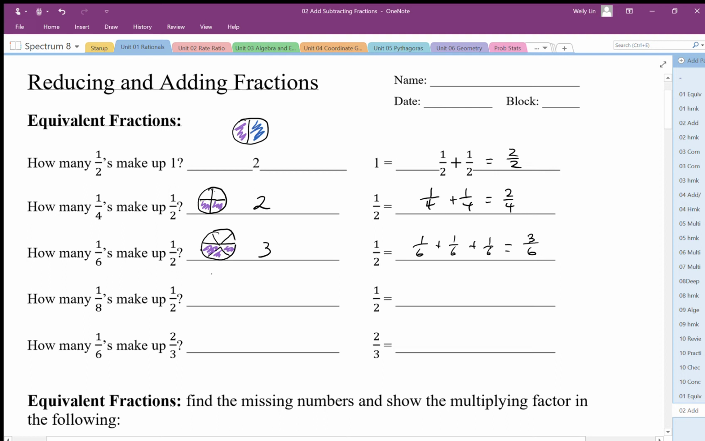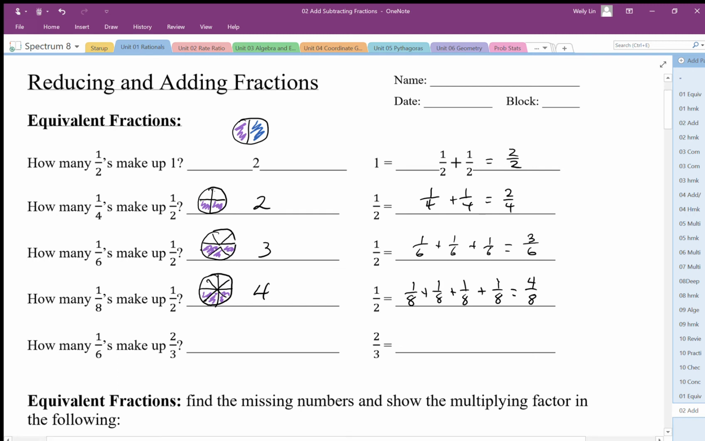So how about 1/8 pieces making up 1/2? I can split this up into 1/8 pieces and then count up how many 1/8 pieces I need to make up 1/2. So I need 4. And then it would look like this: 1/8 plus 1/8 plus 1/8 plus 1/8. If I take a look at that fraction, that's 4/8. And that's an equivalent fraction to 1/2.